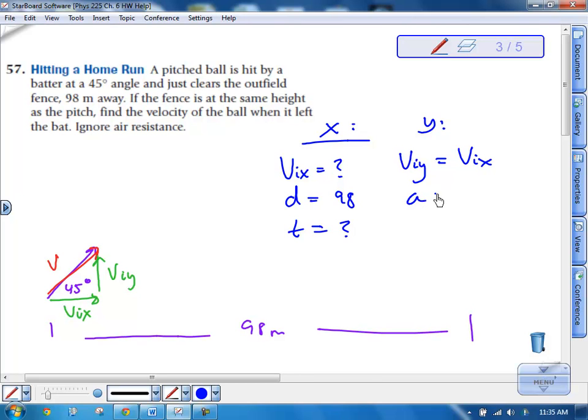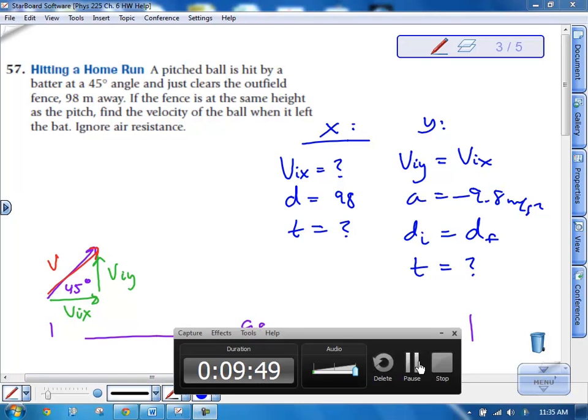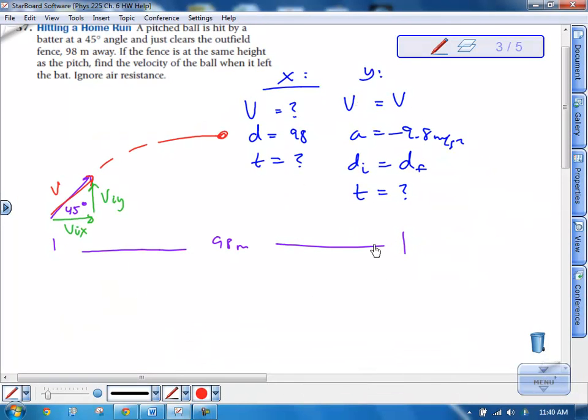Then the acceleration of the y is negative 9.8 meters per second squared. Initial height, I don't know what that is, but I do know it's equal to the final height, because the ball lands back on the ground. So then the time, I don't know what that is either. All right, so once we have everything written down, we're going to have to set up a system of equations.